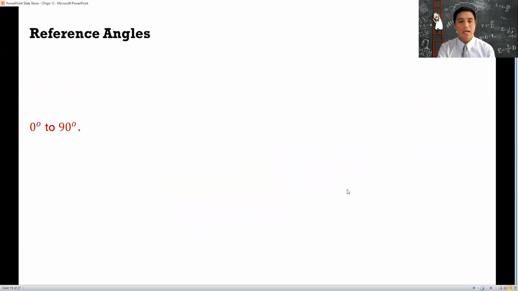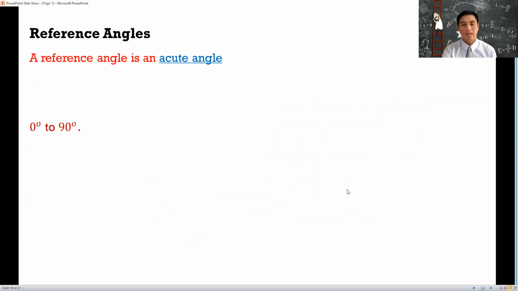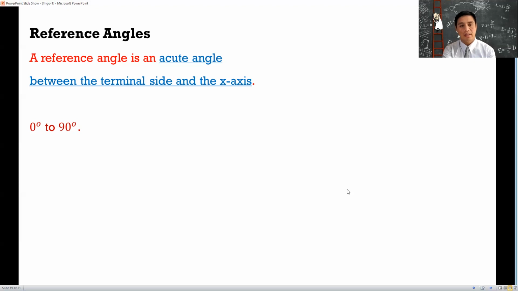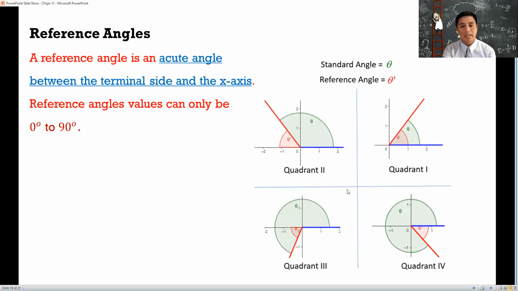So let's go now to the concept of reference angles. What are reference angles and how to find them? A reference angle is an acute angle between the terminal side and the x-axis. Okay? So acute angles are angles between 0 degrees and 90 degrees. So a reference angle should be acute, should be positive, less than 90, more than 0, and the angle should be between the terminal side of the angle and the x-axis. So reference angles can only be between 0 and 90 degrees.